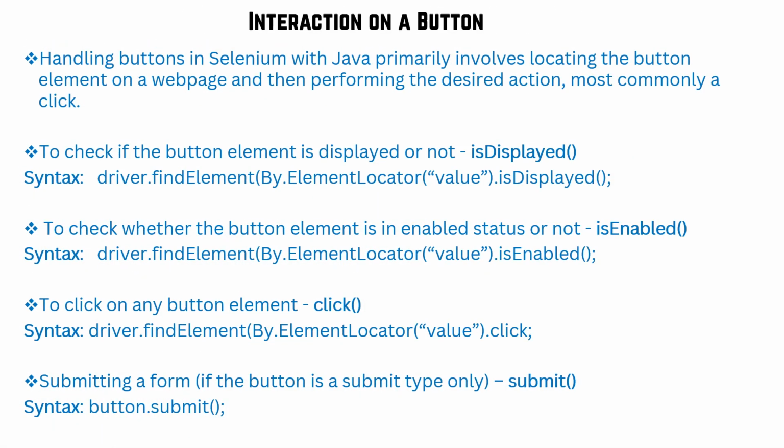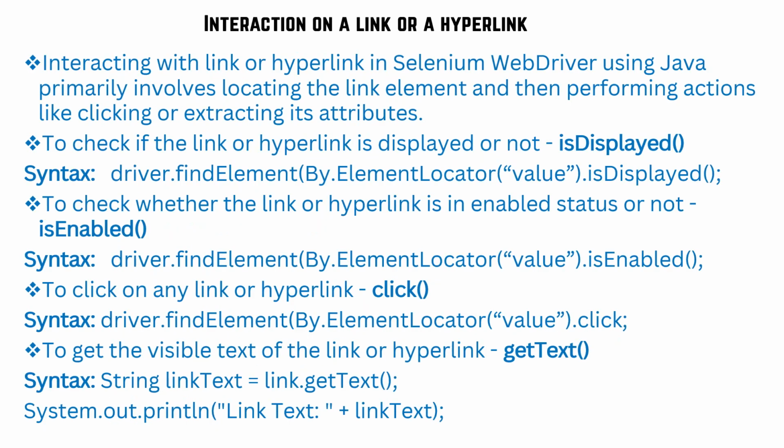In case it's a button, we can click on that with the help of the click method. In case button type equal to submit, we can call the submit method also to fill the form and to click on the button. And for link or hyperlink, along with checking is displayed or is enabled, we can get the text, primarily by link text, with the help of the getText method, and we can also call the click method to click on any link or hyperlink.